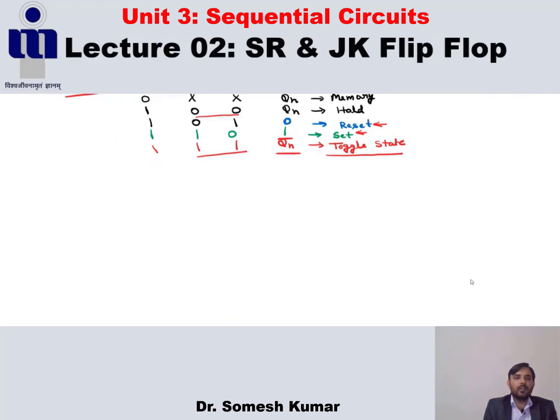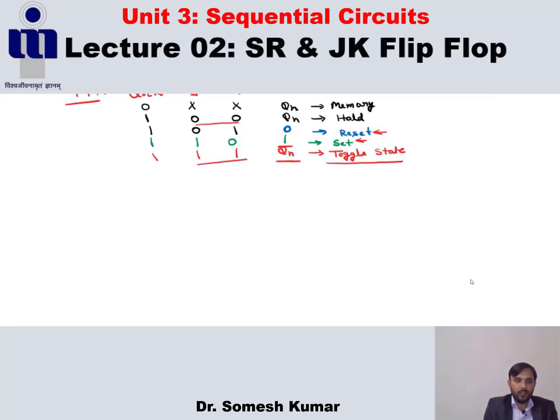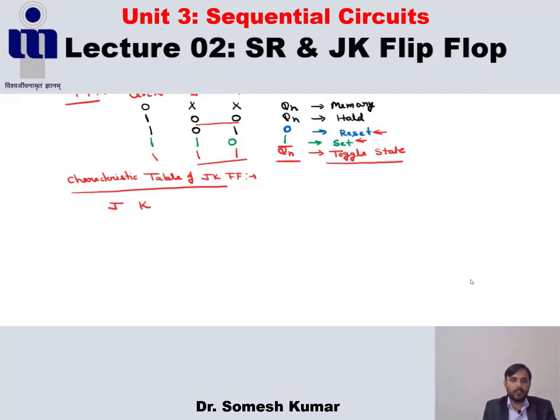Now we will derive the characteristic table from this truth table. Here is the characteristic table of the JK flip-flop. In the characteristic table, the inputs are J, K and Qn, and the output is Qn plus 1. This characteristic table can be easily derived from its truth table. So what is the first case?